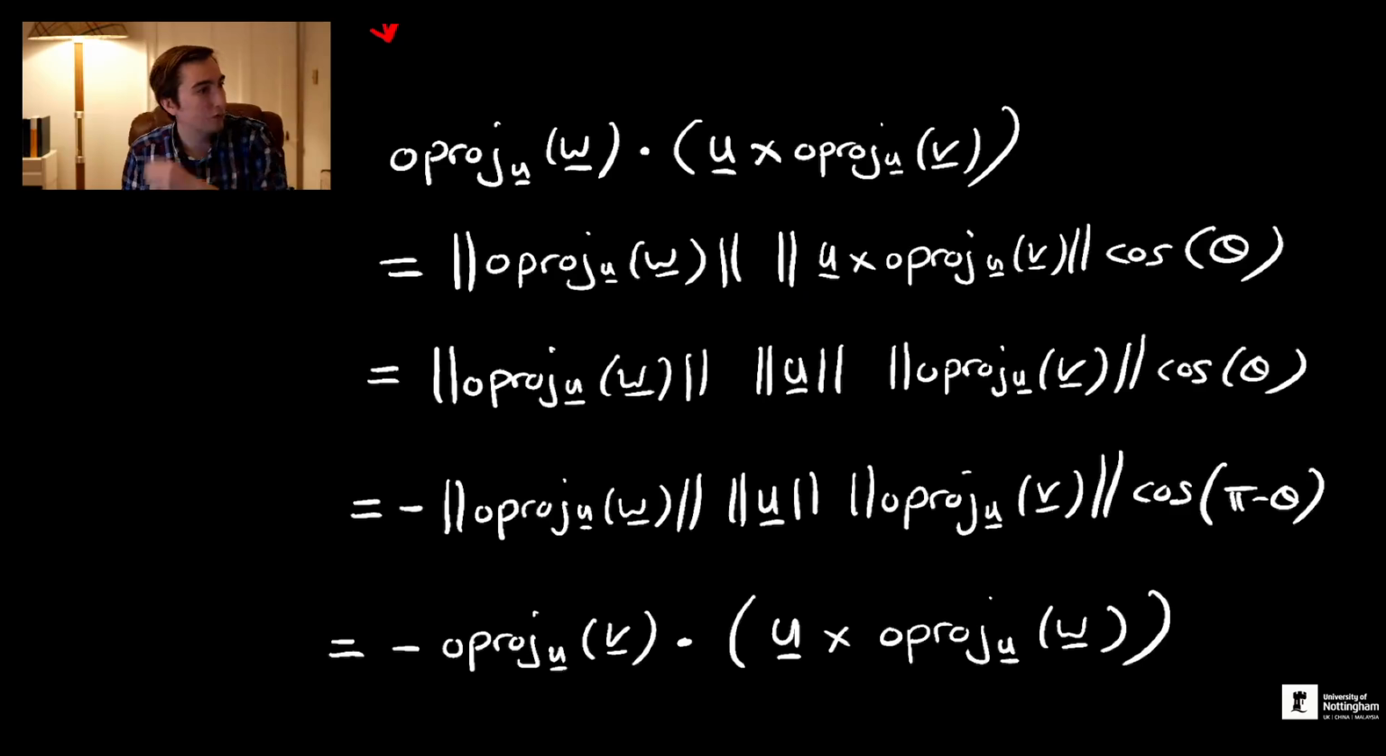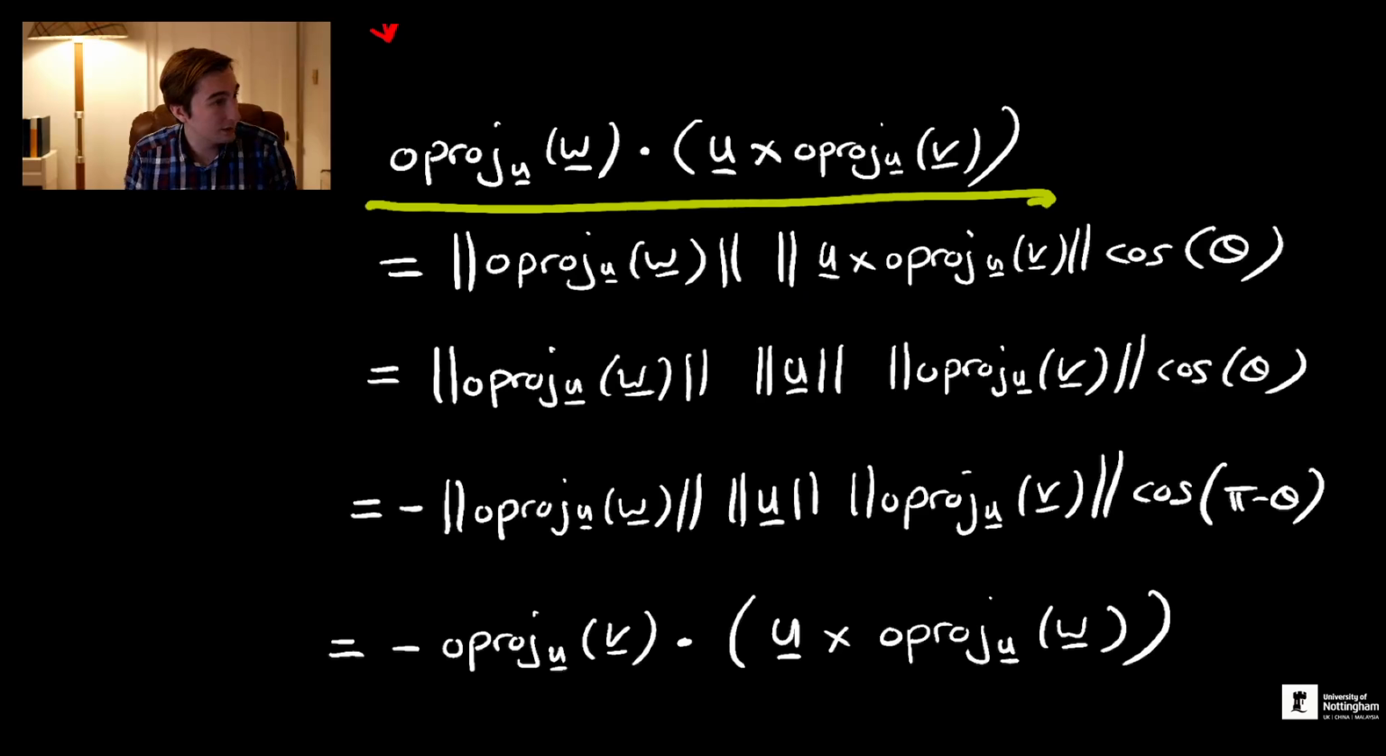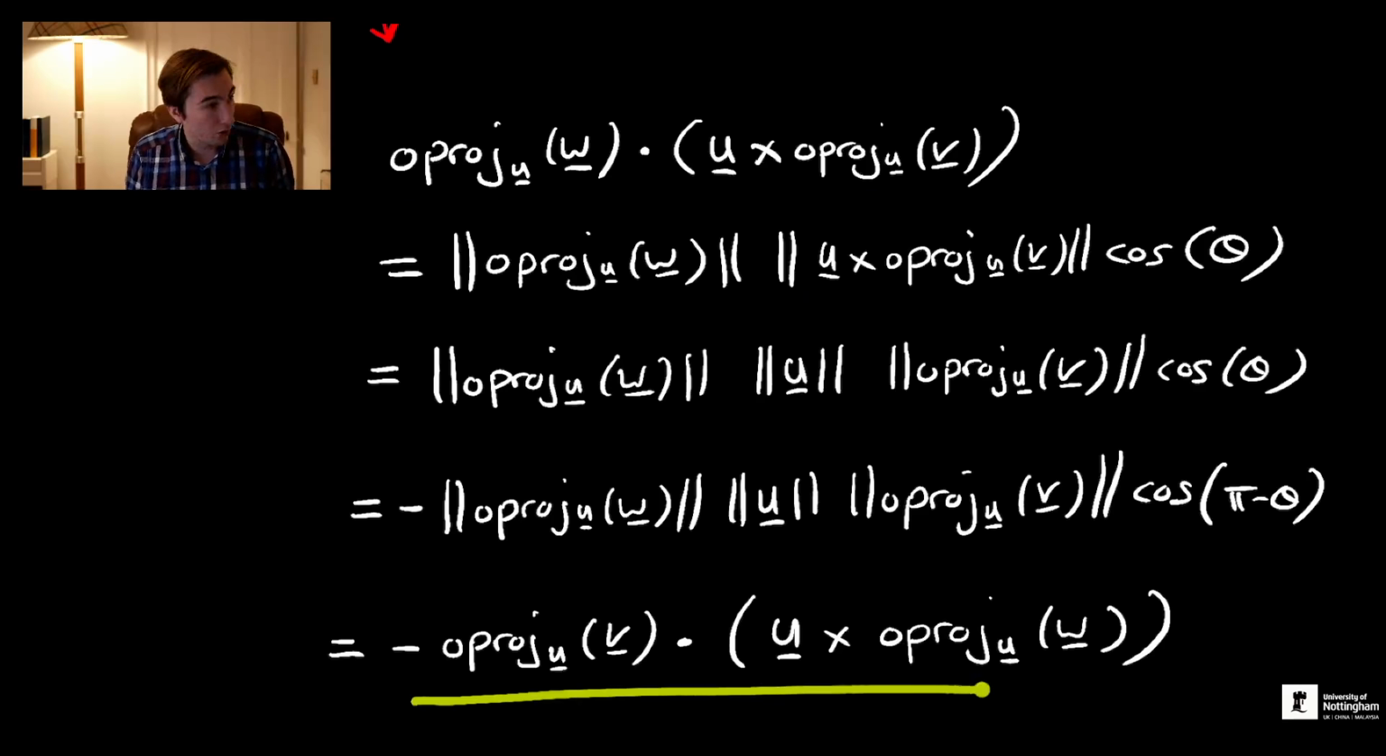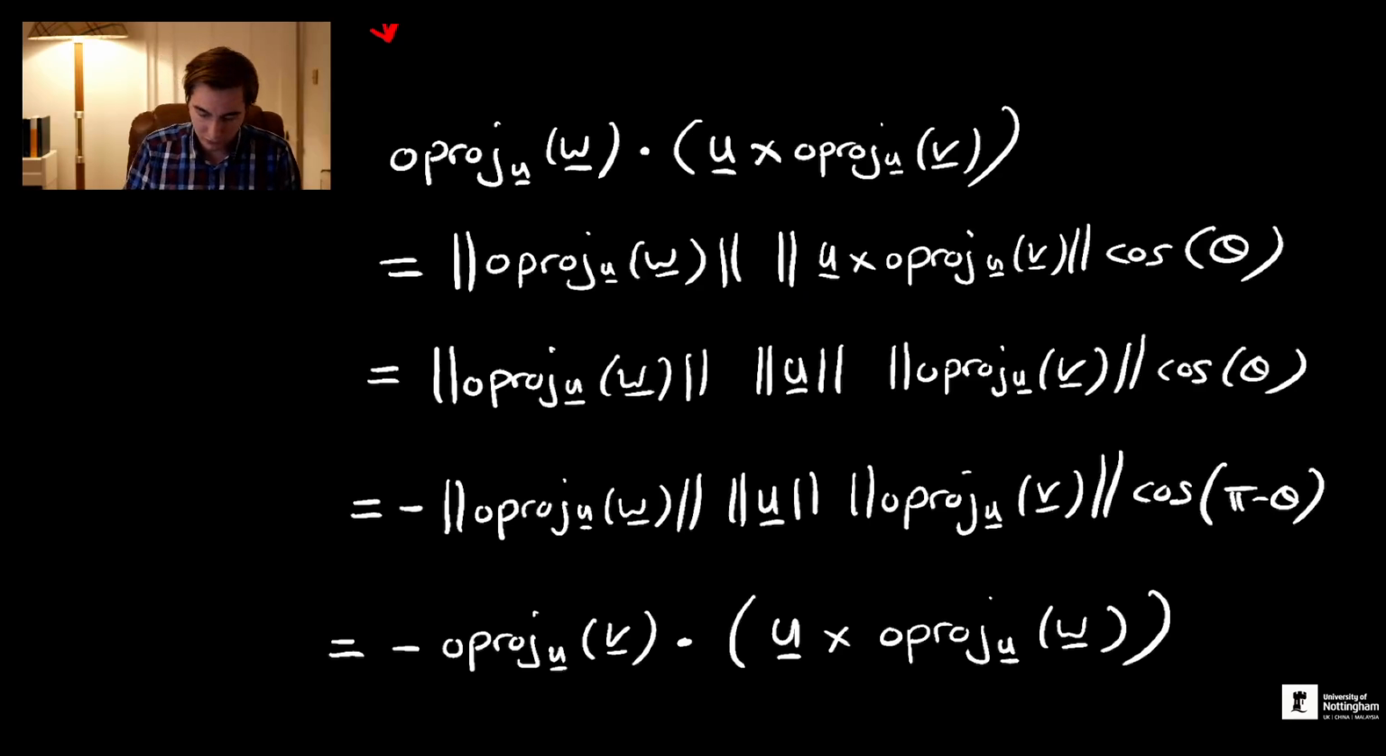So our overall formula now is that this orthogonal projection here dotted with this thing is equal to minus the orthogonal projection of this dotted with this thing. Okay, so that's a neat formula that we're going to use in just a minute to prove what we wanted to prove.